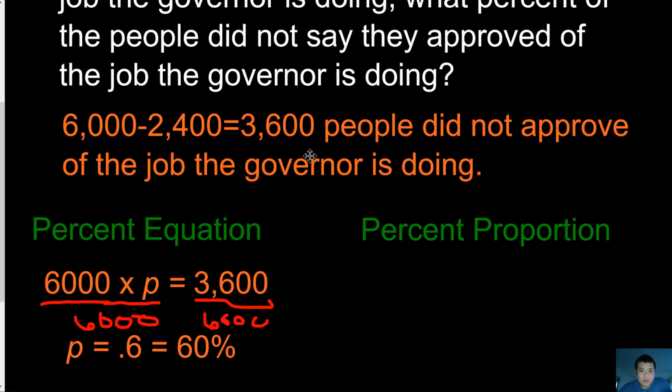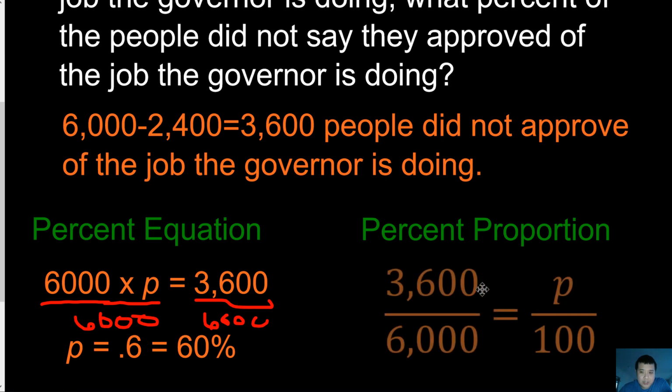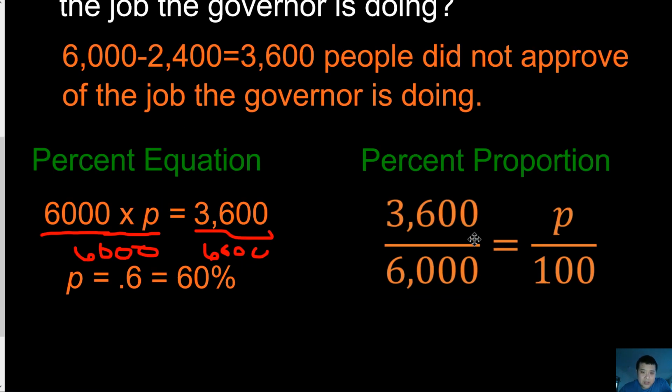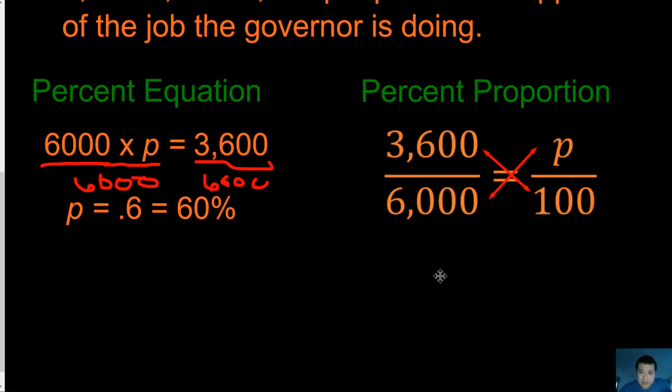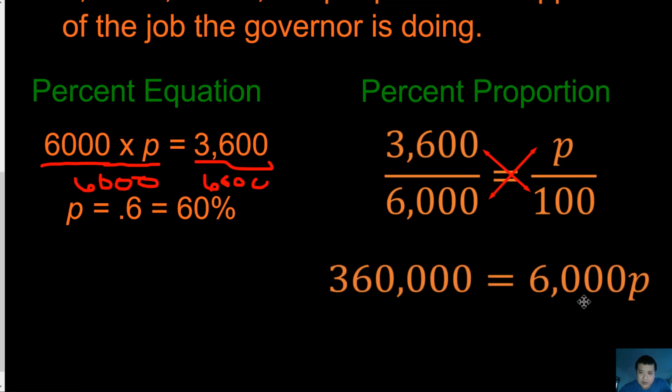To set up the percent proportion, this is our part, this is our whole, and we're looking for the percent. So we set it up like this. 3,600 over 6,000 equals P over 100. Cross multiply. We get that P times 6,000 right here equals 360,000. And again, we're going to divide both sides by the number next to P. We're going to divide by 6,000.